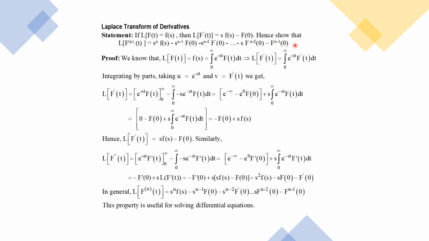And show that this generalization: Laplace of the nth derivative of f(t) is s^n F(s), which means Laplace of f(t), minus s^(n-1) f(0) minus s^(n-2) f'(0), and so on, minus s f^(n-2)(0) minus f^(n-1)(0), the (n-1)th derivative at the point 0. So we have to prove this theorem or this property.